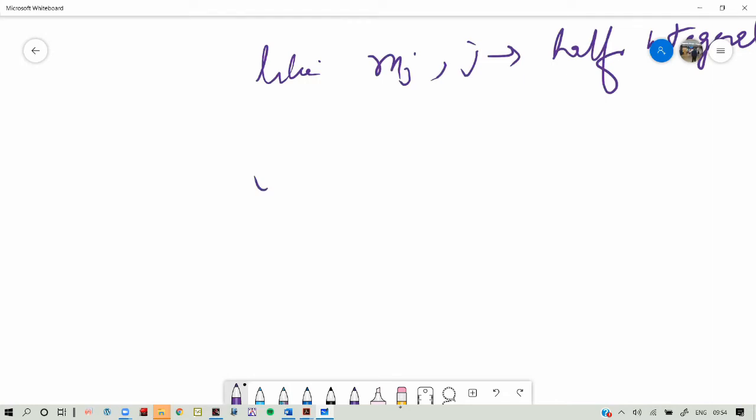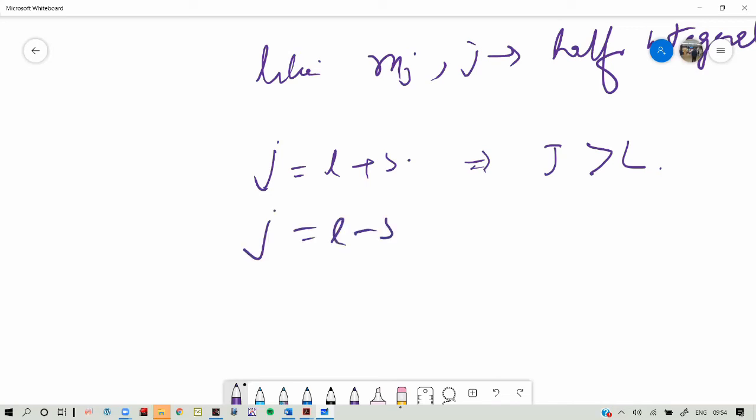Now, it is a vector addition. I can write that J is not always equal to L plus S, it is L plus or minus S. If J is L plus S, it implies capital J is greater than L, meaning S is smaller than L. If J is L minus S, it gives J less than L.